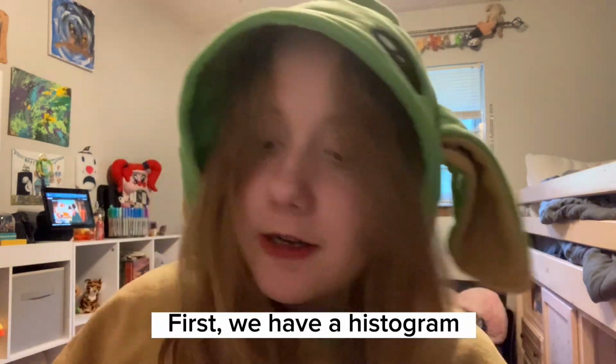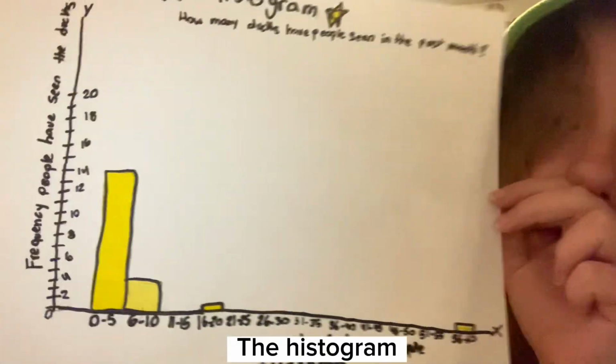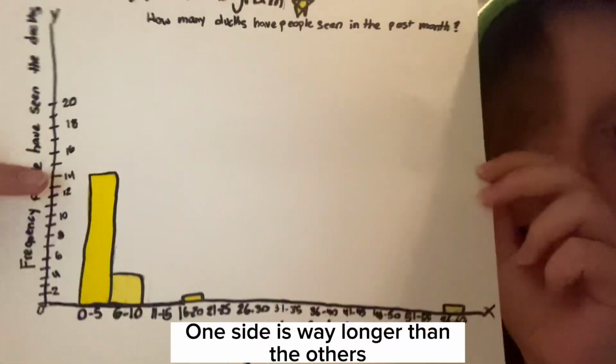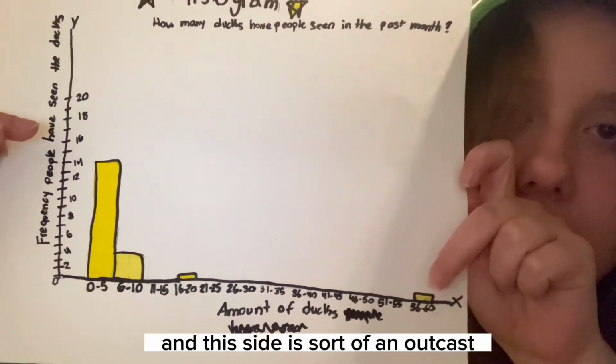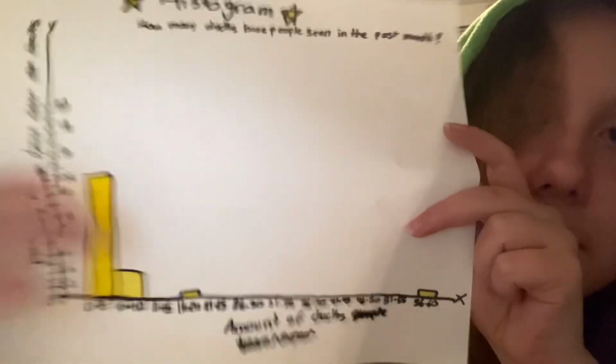First, we have a histogram. As you can see, in the histogram, one side is way longer than the others, and this side is sort of an outcast compared to the rest of them.